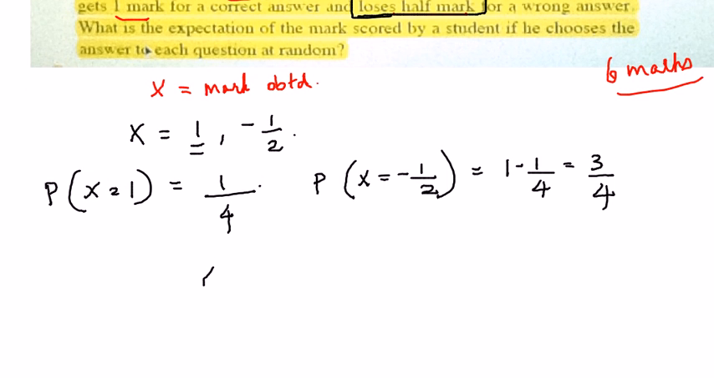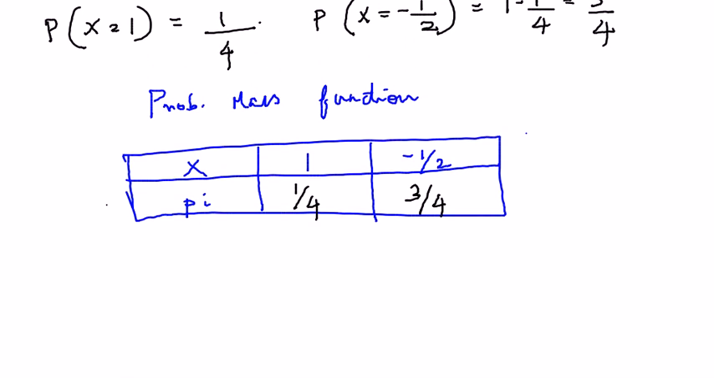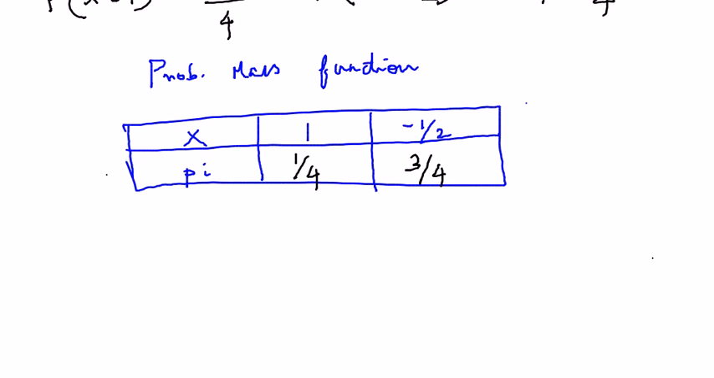Now you can draw the probability mass function table. So the probability mass function when X is equal to 1 is 1 by 4, and when X is equal to minus half, it is 3 by 4, okay? Therefore you now have to find the expectation of the marks scored by the student if he is going to randomly tick some answer, right?